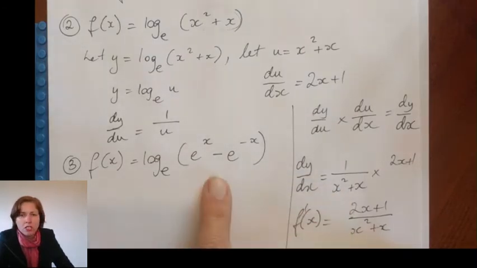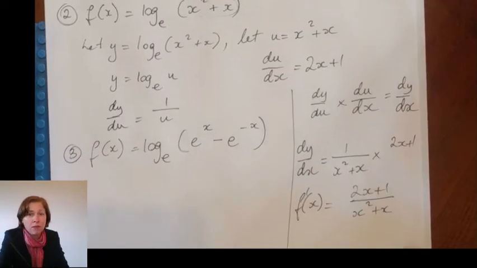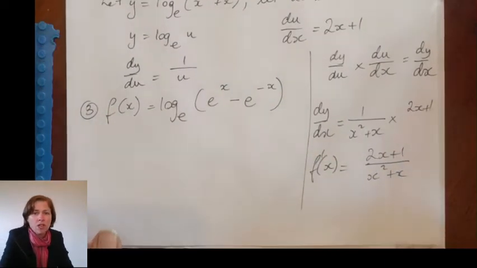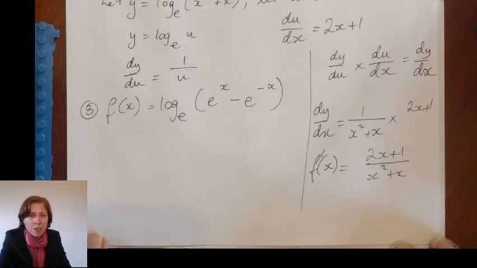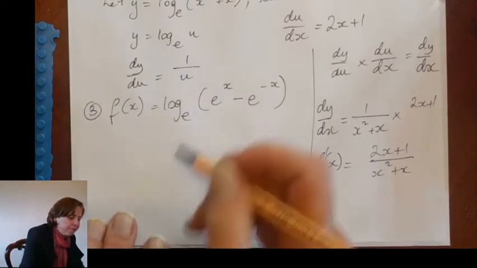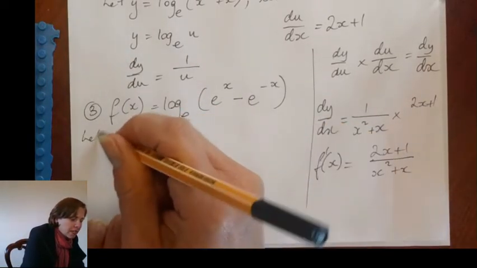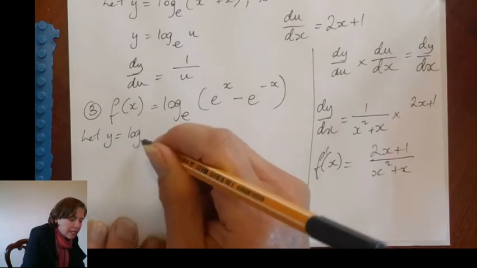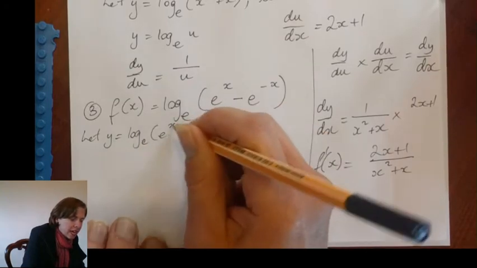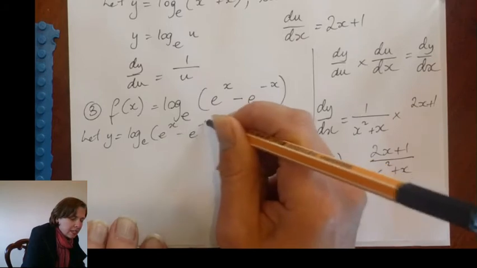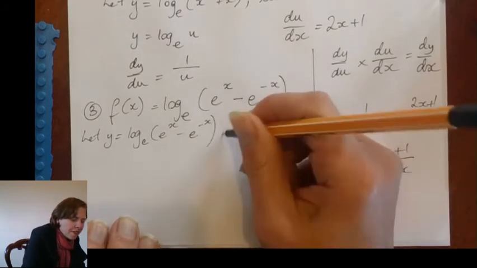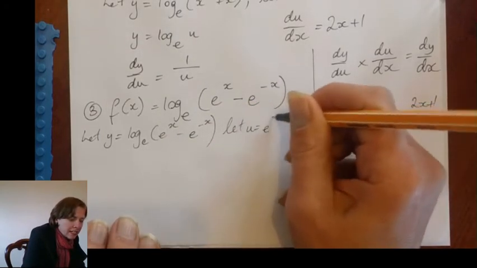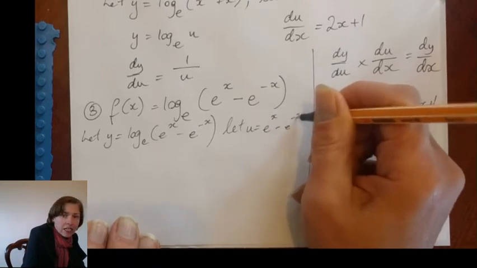I'm going to show you this one, and we're going to see that we have the same rule happening. So for my third example, f(x) equals log base e of e to the power of x minus e to the power of negative x. The first thing I want to do is redefine it. Let y equal log base e of e to the x minus e to the negative x, and then let u equal e to the x minus e to the negative x.